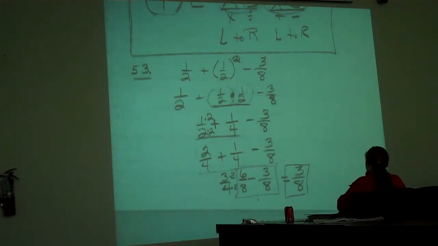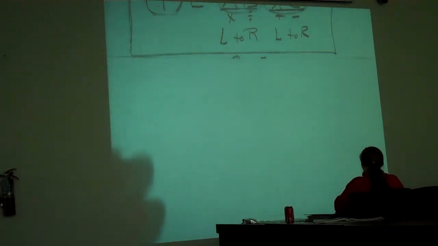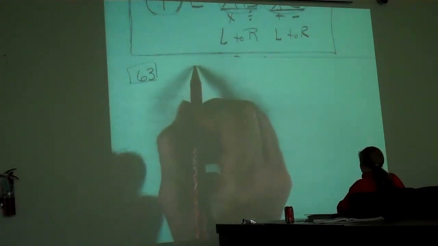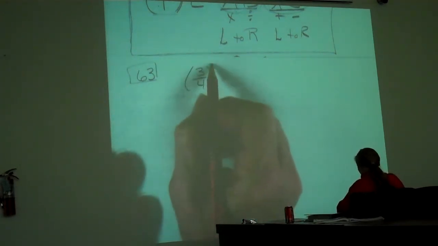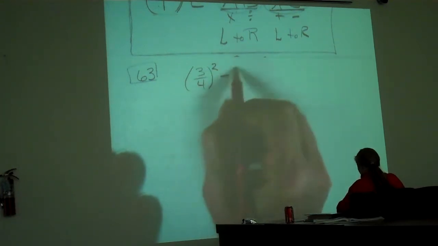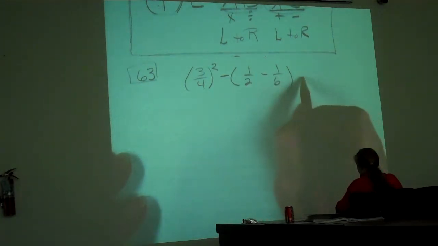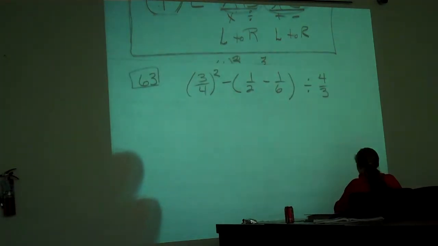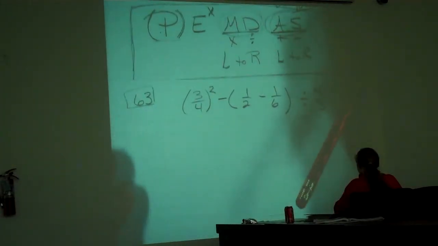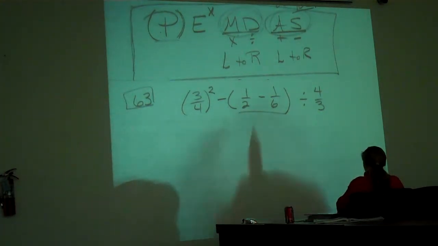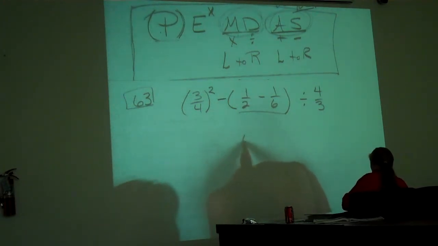Okay, let's do a long one, like that one, 63. That's a long one, huh? 3/4 squared minus 1/2 minus 1/6 in parentheses and then divided by 4/3. What do we do first? The parentheses. Don't freak out. You say, okay, I'm going to start with that, with the longest parentheses. Common denominator for adding or subtracting, right?